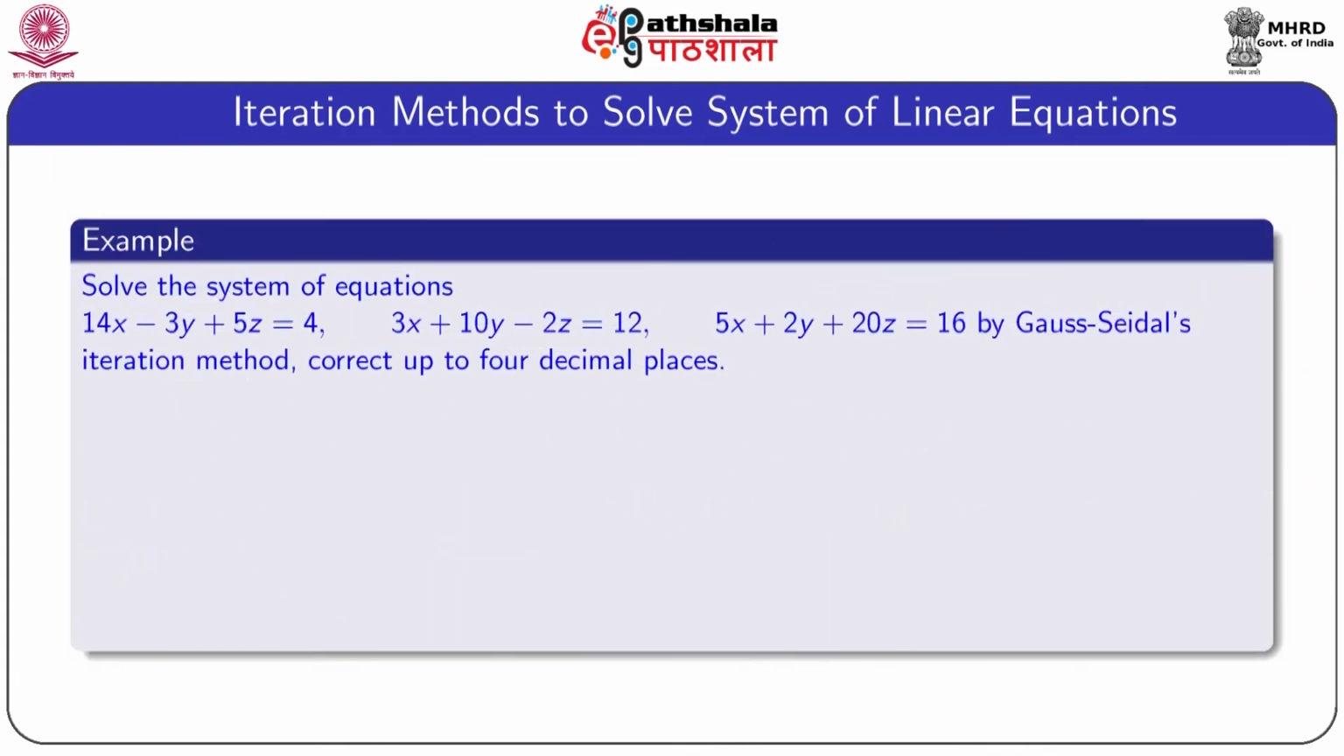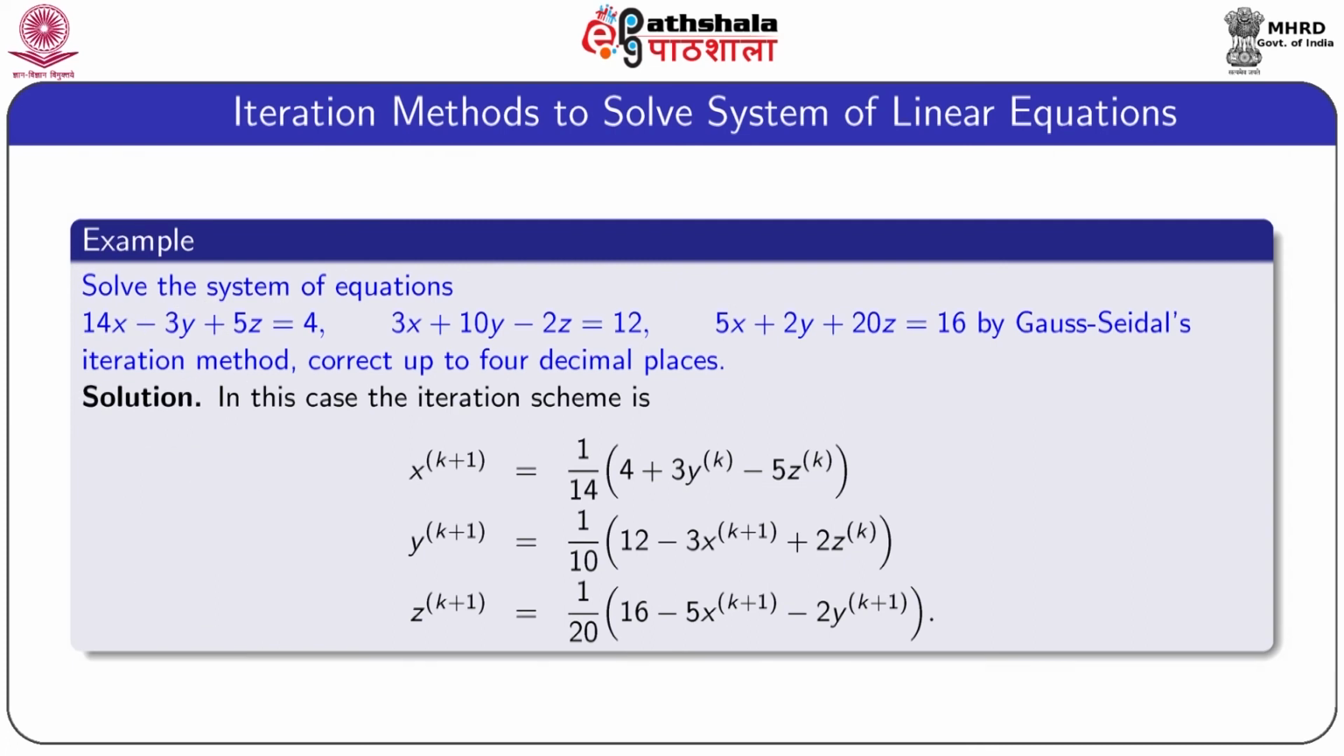To illustrate the Gauss-Seidel iteration method, we consider an example. In this system of equations, there are 3 variables and 3 equations, and we have to find a solution correct up to 4 decimal places. In this case, the iteration scheme is this one. The first iteration scheme, that means the value of x at the (k+1)th iteration, can be obtained from the expression (1/14)(4 + 3y_k − 5z_k).